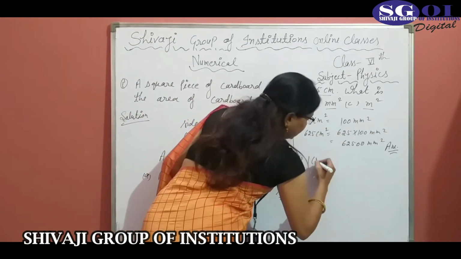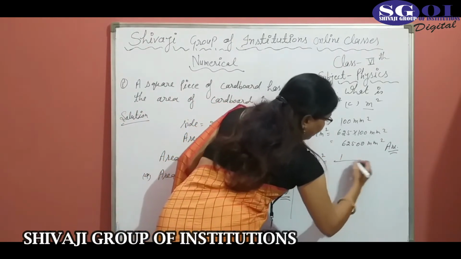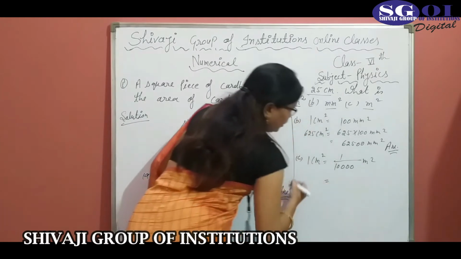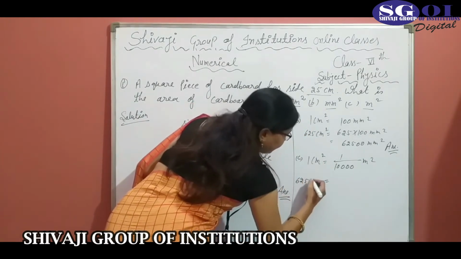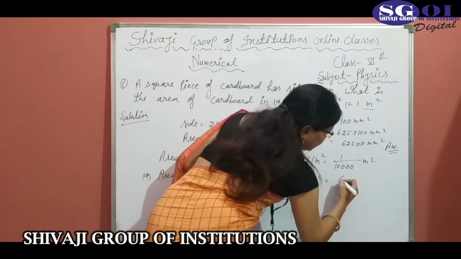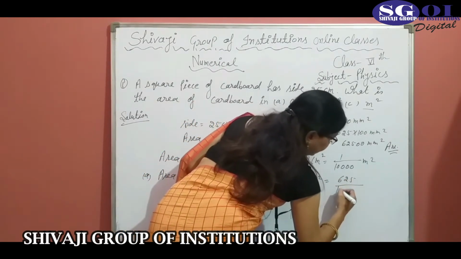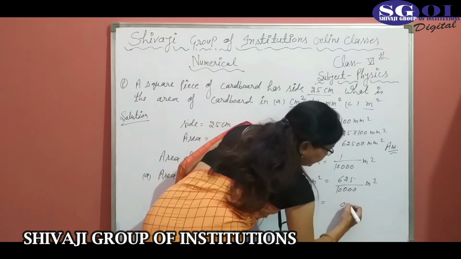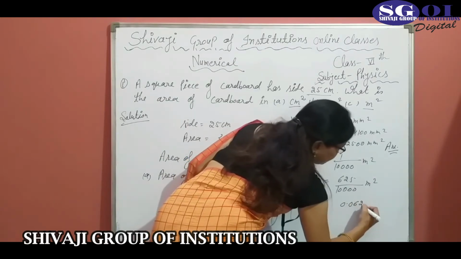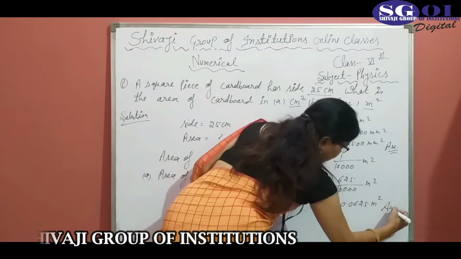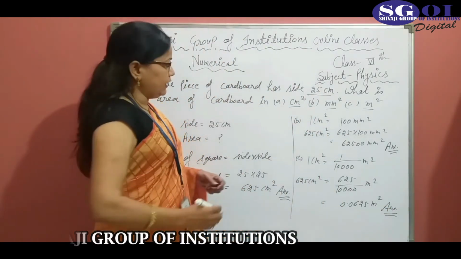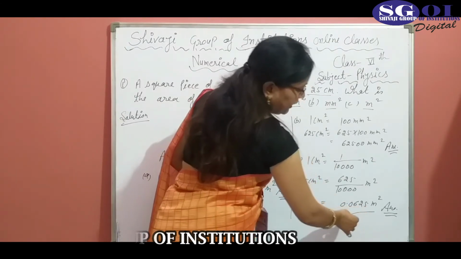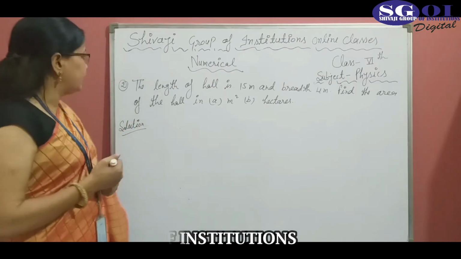Now the area of cardboard in meter square. Student, as you know that 1 centimeter square equal to 1/10,000 meter square. So 625 centimeter square equal to 625 divided by 10,000. After dividing we get 0.0625 meter square. So the area of cardboard in meter square is 0.0625 meter square.